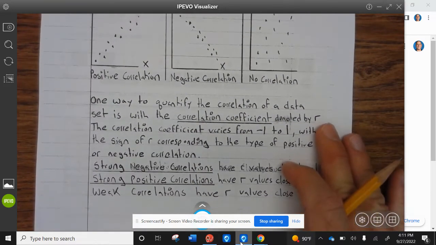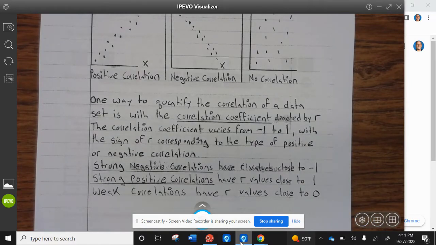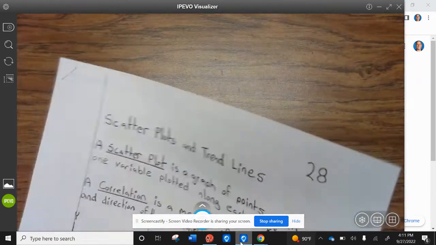One way to quantify the correlation of a data set is with the correlation coefficient denoted by R. The correlation coefficient varies from -1 to 1, with the sign of R corresponding to the type of positive or negative correlation. Strong negative correlation have R values close to -1. Strong positive correlation have R values close to 1. Weak correlations have R values close to 0. All right, let's take a look at the first example.